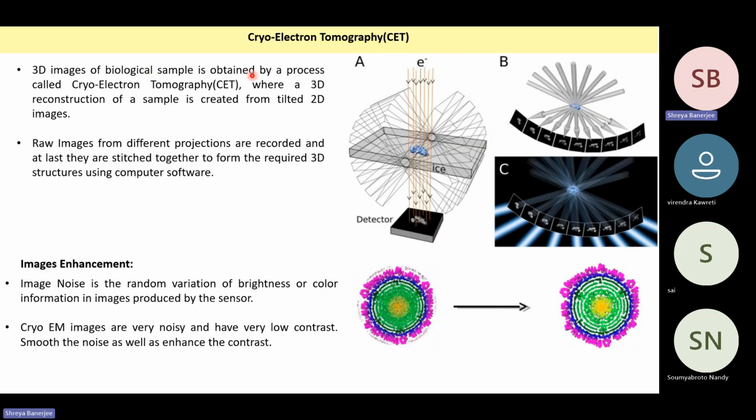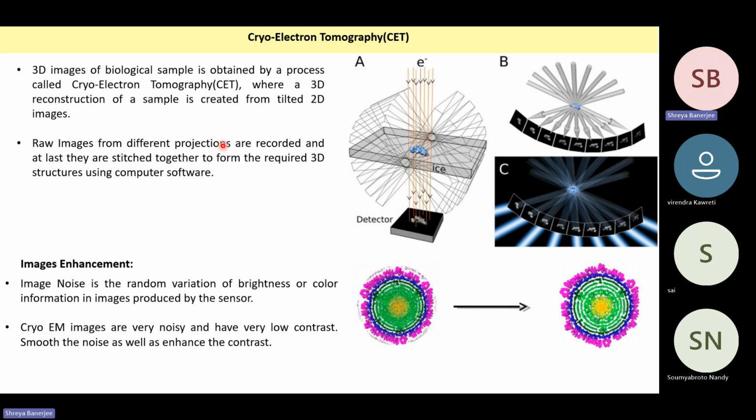These 3D images of the biological sample are obtained by a process called cryo-electron tomography, where a 3D reconstruction of the sample is created from 2D tilted images. So you can see there are so many 2D images. They are put one after the other in a tilted manner. And using cryo-electron tomography, you can reconstruct the 3D image.